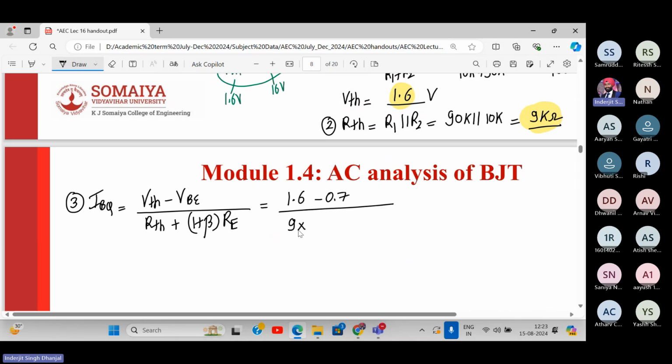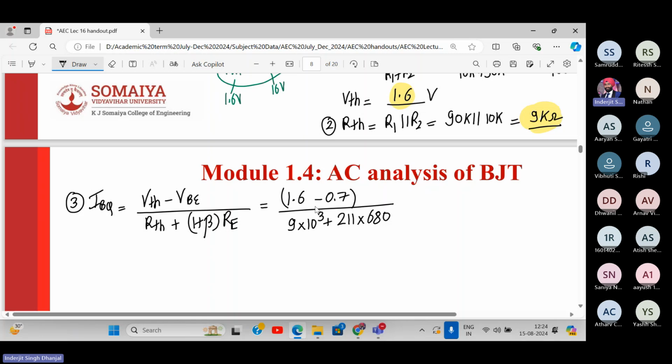RTH is 9 kilo ohm, so 9 into 10 raised to 3. Then beta, how much is beta? I think beta is 210, right? 210. So it will be 211 because it is 1 plus beta. And RE is 680, is it? Let me check. Yes, sir. 680.